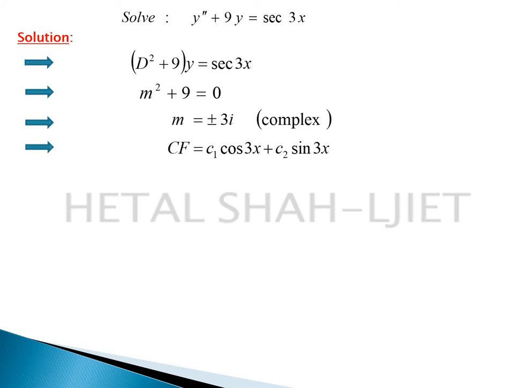As per the rule of the complementary function, here our real part is 0, so e raised to 0x times the bracket c1 cos 3x plus c2 sin 3x, but e raised to 0x is 1. So we can directly write c1 cos 3x plus c2 sin 3x. This is our complementary function. Now if we compare with the general form of the complementary function, c1y1 plus c2y2, here y1 is cos 3x and y2 is sin 3x.